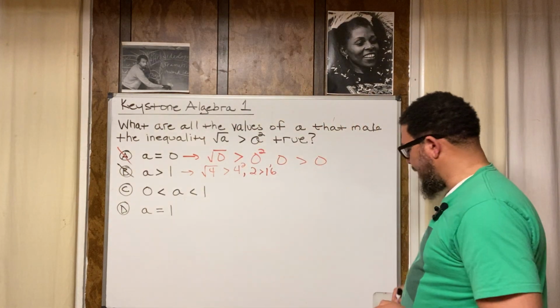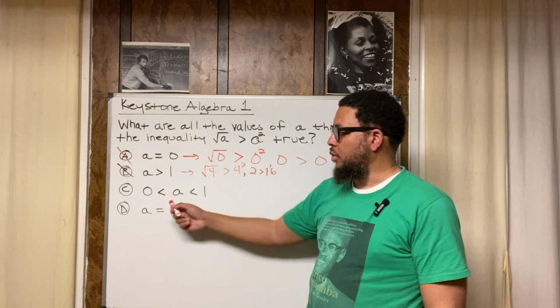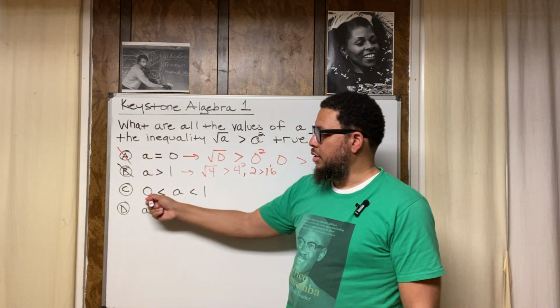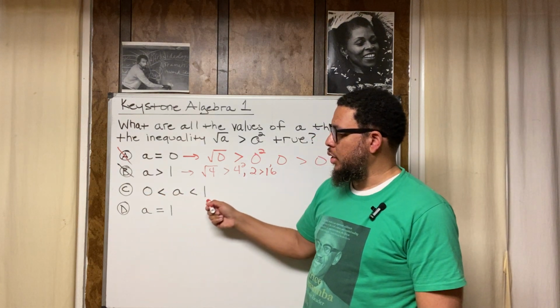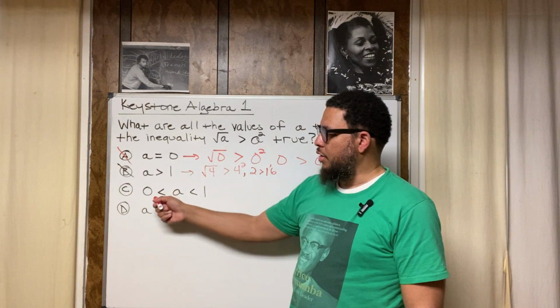All right. So we're using process of elimination here. Now we get to choice C. Don't let choice C intimidate you. This says 0 is less than A, which is less than 1. So that means the value of A is between 0 and 1.